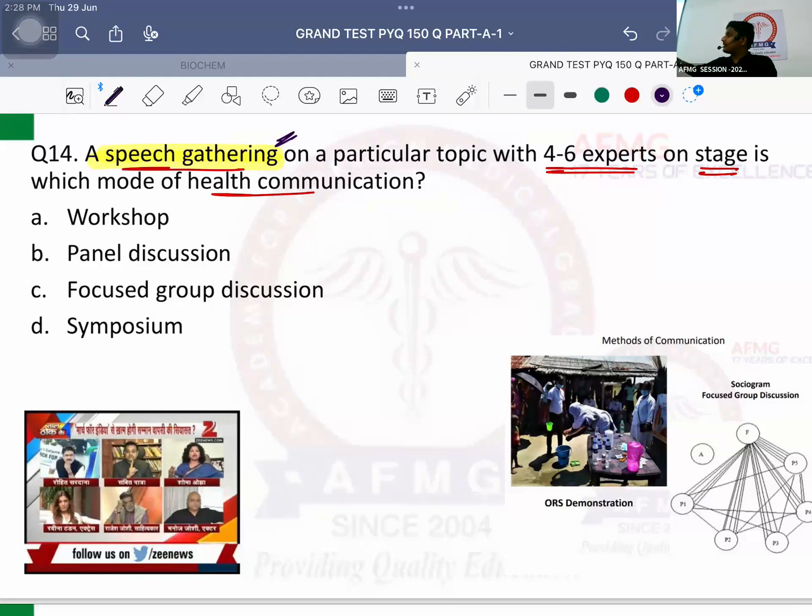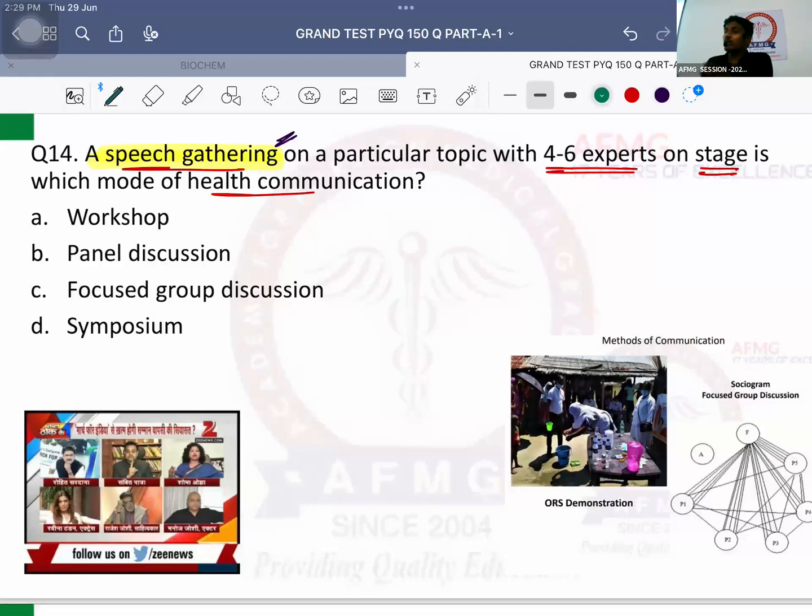These 4 to 6 experts are sitting on stage, but does not necessarily mean they are having discussion among themselves. Have they mentioned they are having discussion among themselves? No. They have mentioned it is a speech gathering. That means one after another, the person or the expert will go and give his own speech usually. तो एक के बाद एक speech दे रहे. There is a set order of speeches. Okay. Usually the speeches are prefixed. इसमें spontaneous कुछ नहीं होता है. Okay. So this is what, anybody?